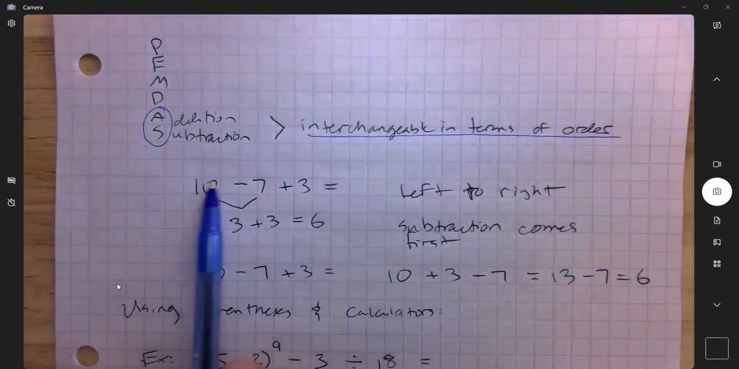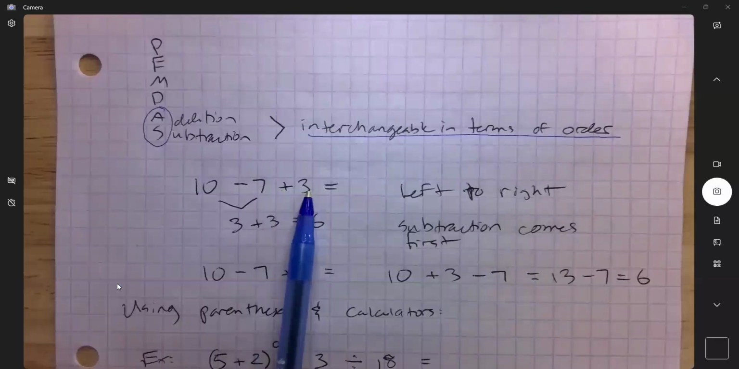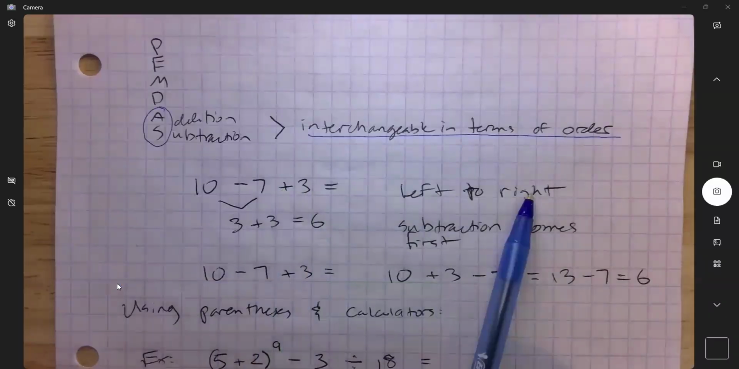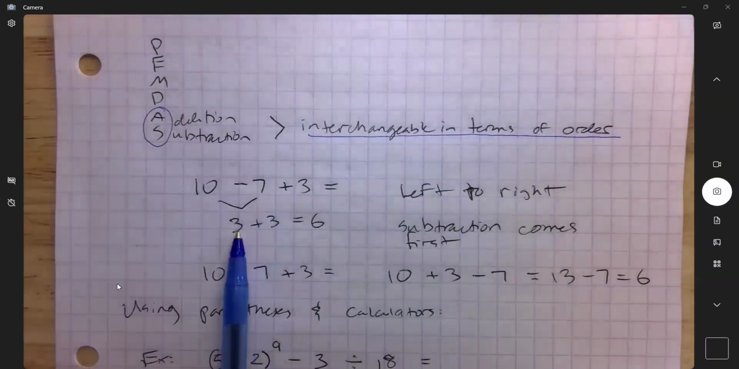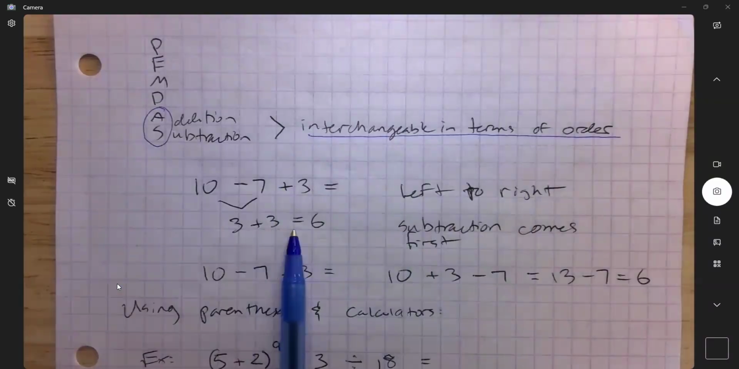As an example, if I have 10 minus 7 plus 3, well, no parentheses means I work left to right. So 10 minus 7, I'm doing the subtraction first. And then I add 3 to get 6.